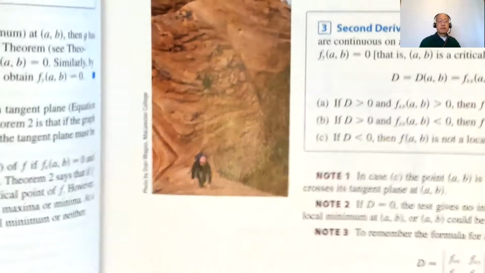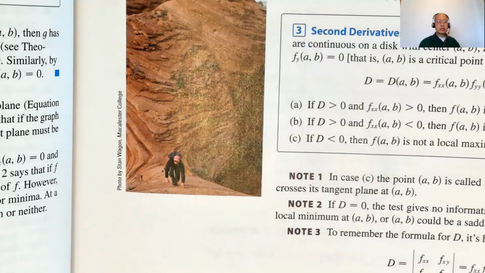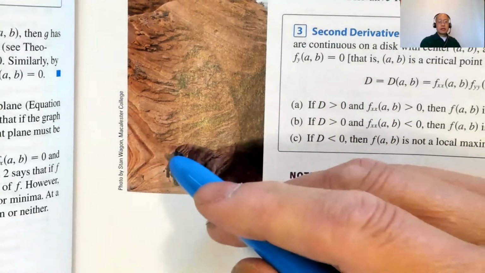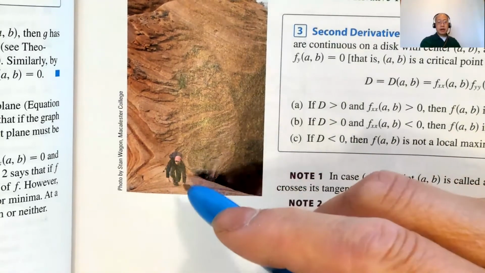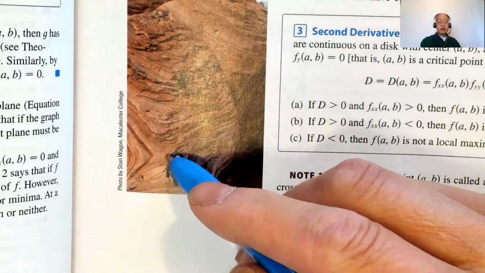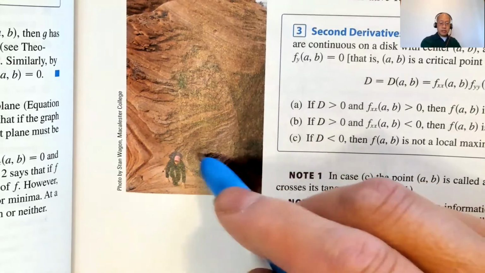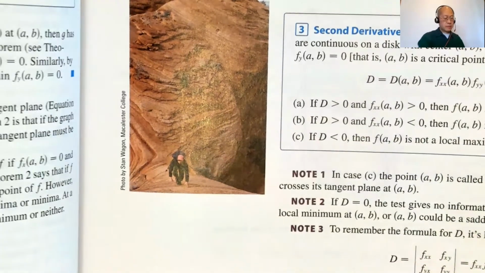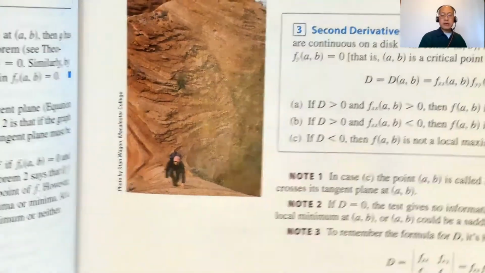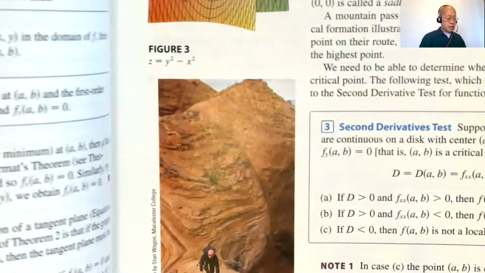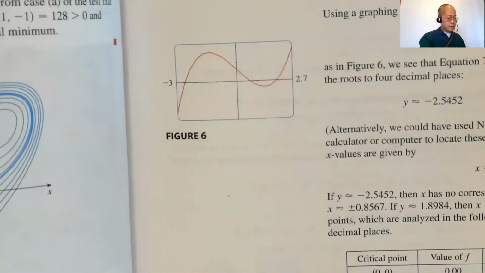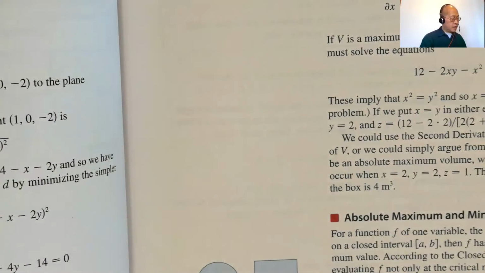I guess this picture is a strange picture of a saddle point right here. This hiker, it's kind of scary if you ask me, but if you're going this direction, this would be a minimum, but if you look this way, it's a maximum. All right, so that's what you do to find maxima and minima. The text goes over a proof of it. You can look at it or not. We'll be doing some problems involving that.